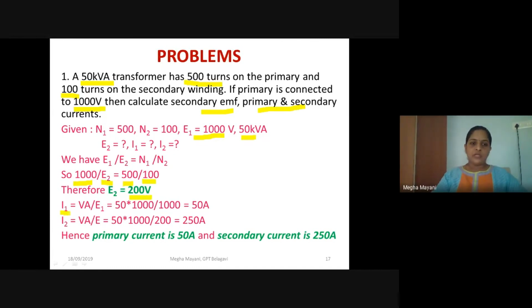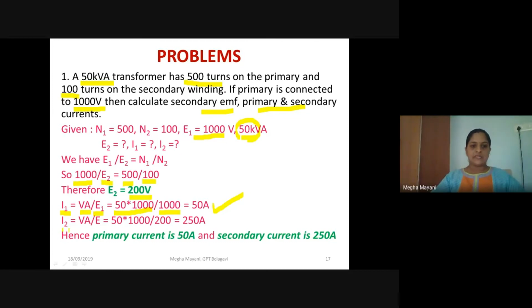Similarly, if you want to know the current I1, we know the voltage current rating VA upon E1. What is VA? VA is mentioned as 50 kilo. So it is 50 into 1000. Kilo is a prefix which stands for 10 to the power 3. So 50 into 10 to the power 3 divided by what is E1? E1 is mentioned as 1000. So E1 is substituted. We get a current for I1, that is primary current, 50 amperes.